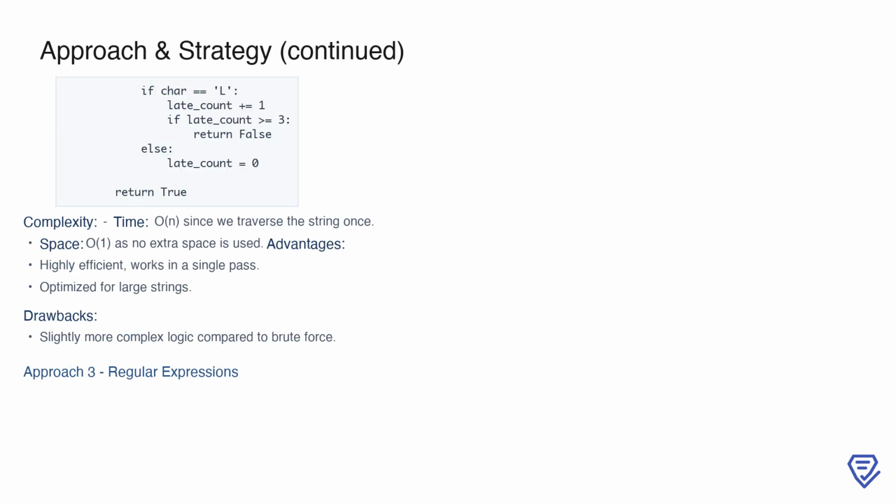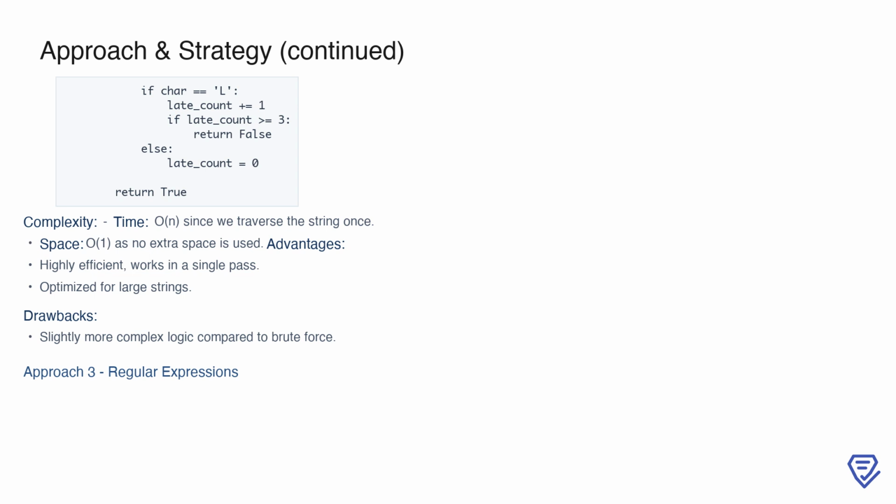The implementation of this single-pass approach is straightforward. We initialize two counters, one for tracking absences and another for consecutive late days. As we traverse the string, if we encounter A, we increment the absence counter and immediately check if it exceeds 1. If it does, we return false. For L, we increment a late counter for every consecutive L, and if it reaches 3, we return false. If the character is not L, we reset the late counter to 0. This ensures that we track consecutive late days correctly without unnecessary operations. Once the loop completes, and neither condition is violated, we return true.